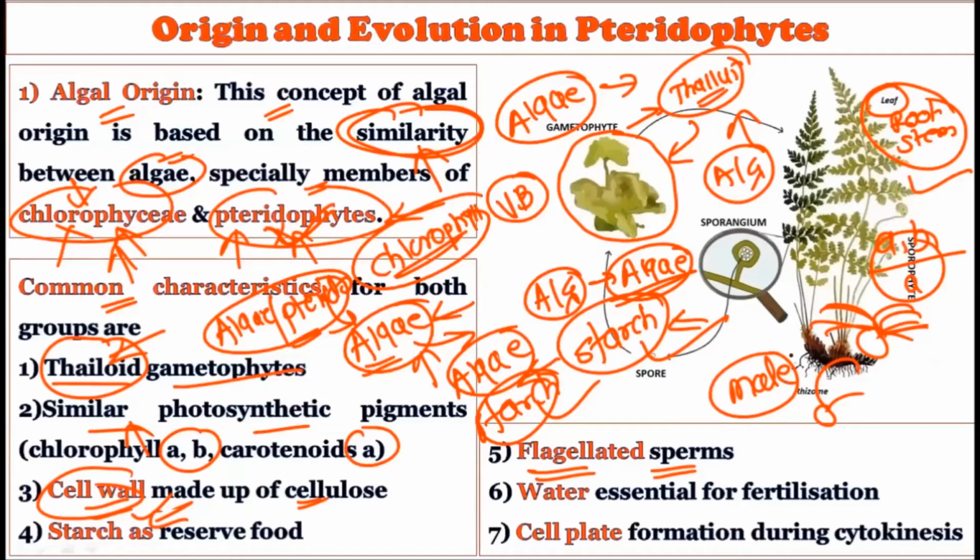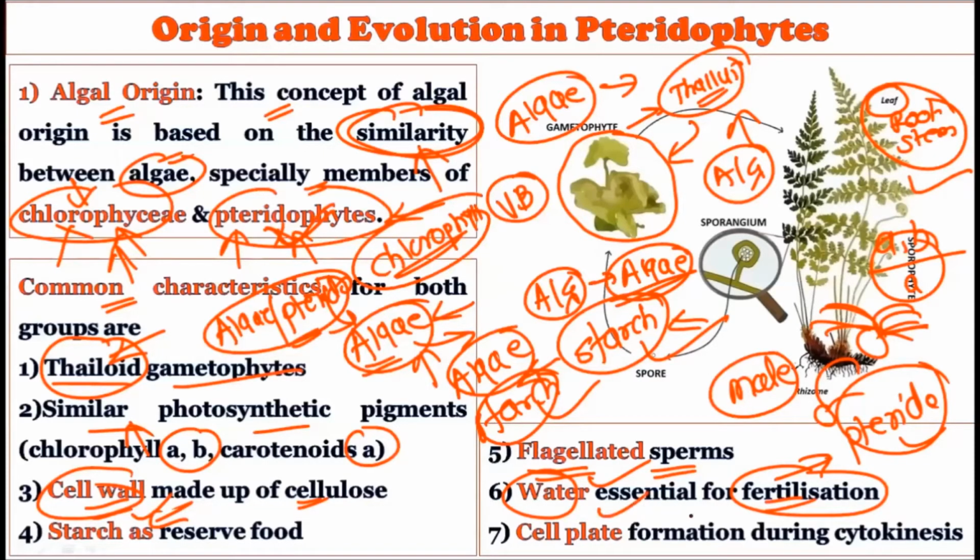So whether it's the algae or the pteridophyte, both are showing flagellated gametes. That is, the male gametes are flagellated in both the algae and the pteridophytes. Then water is absolutely essential for the algae in order to achieve fertilization. The same is true for the pteridophytes as well. Pteridophytes also require water for their fertilization, just as the algae do.